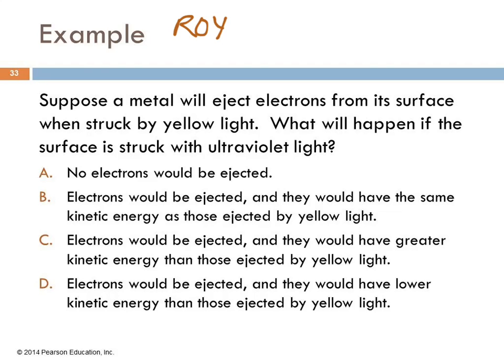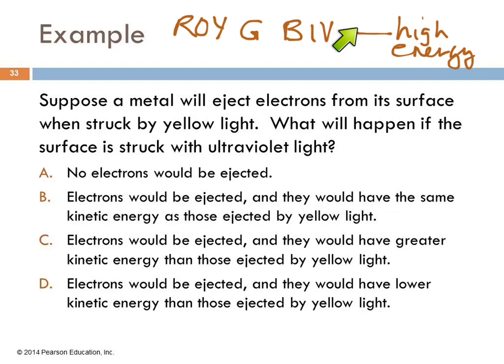So how can we remember that? Roy G. Biv. Okay, so this end is high energy. And think about sunburns if you need to. Ultraviolet is after violet. That will give you a sunburn. And this end is low energy. So it takes at least yellow light to kick out electrons. What will happen if it's struck with ultraviolet? Well, ultraviolet is up here. It's got more energy.